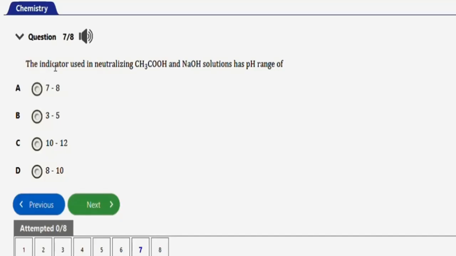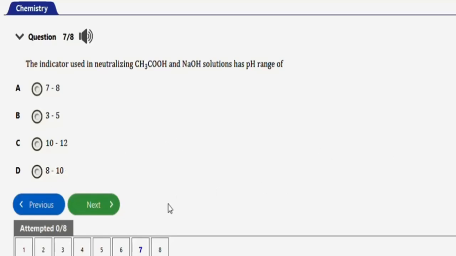So the indicator used in neutralizing ethanoic acid, which is a weak acid, and sodium hydroxide solution has pH range of, so sodium hydroxide is a strong base. Okay, so the pH measurement between a weak acid and a strong base is usually between 7 to 11. So the right option would be option D, which is 8 to 10. 8 to 10 fell between 7 to 11. Okay, so that's for this question.